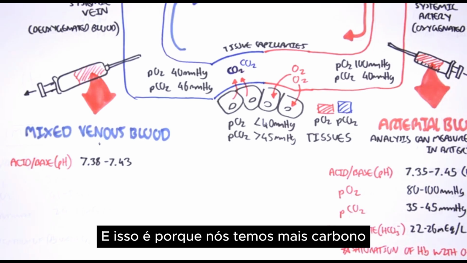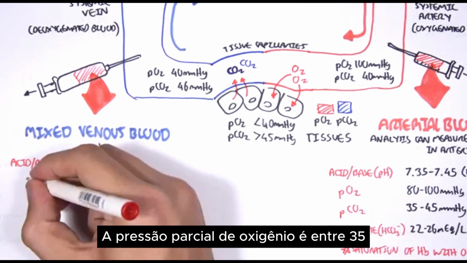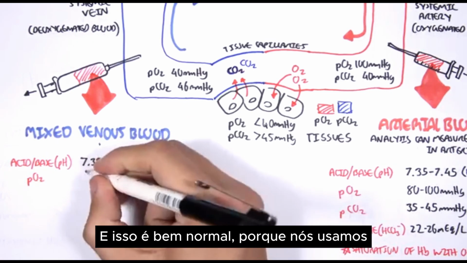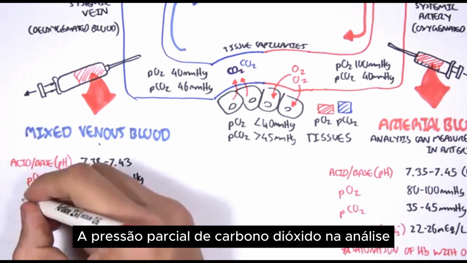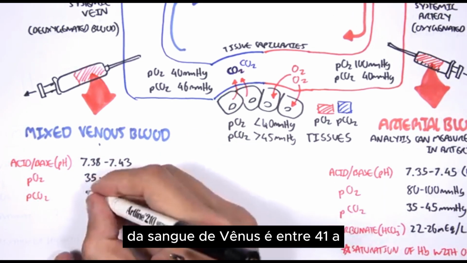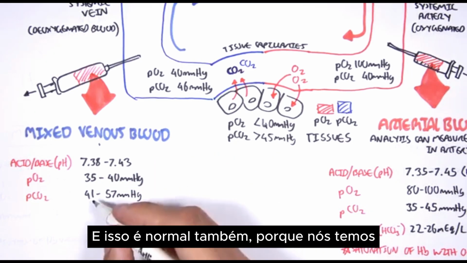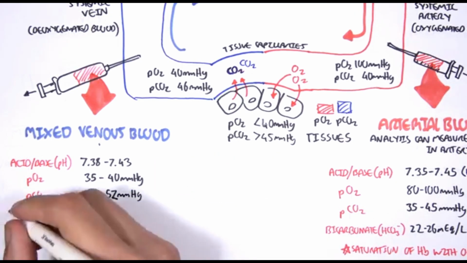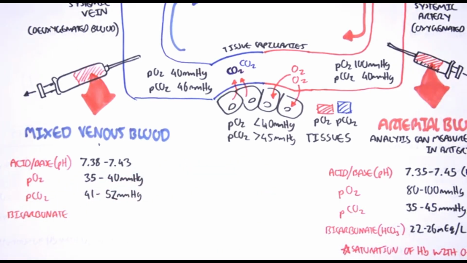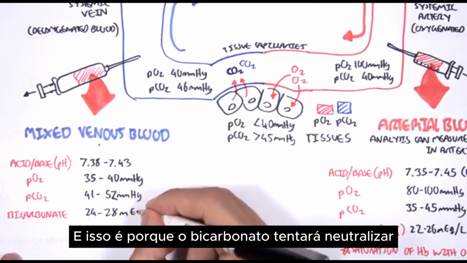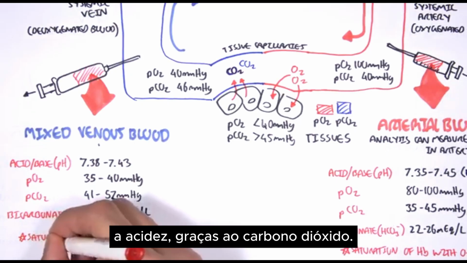And this is because we have more carbon dioxide. The partial pressure of oxygen is between 35 to 40 millimeters mercury, and this is quite normal because we've used up oxygen by the tissues. The partial pressure of carbon dioxide in the venous blood analysis is between 41 to 52 millimeters mercury, and this is normal as well because we have an increase in carbon dioxide. And the bicarbonate level is between 24 to 28. And this is because bicarbonate will try to neutralize the acidity due to the carbon dioxide.